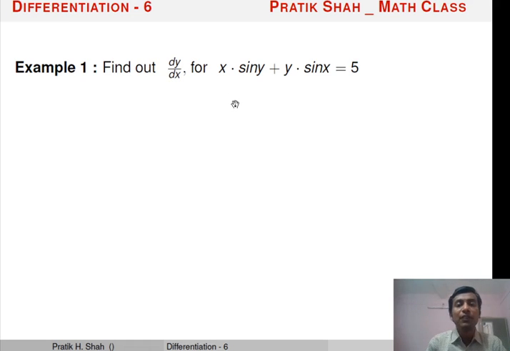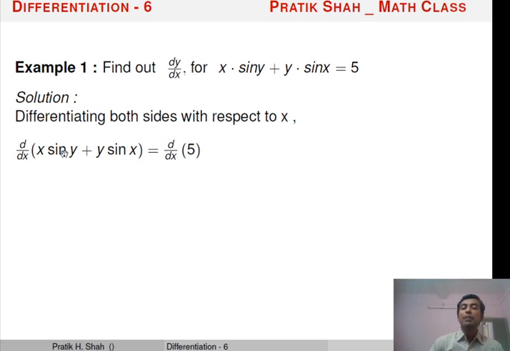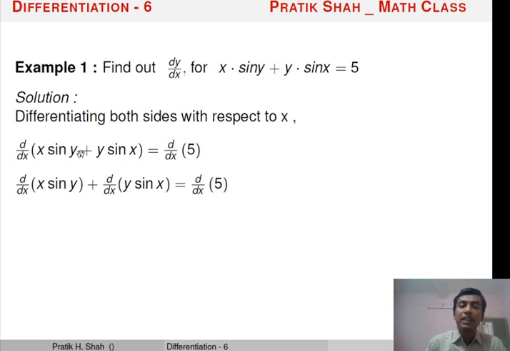So what simply we will do is differentiate both sides with respect to x, because we need differentiation with respect to x. So d by dx of this is equal to d by dx of 5. We can separate both the terms because addition sign is given. So d by dx of x sin y plus d by dx of y sin x is equal to d by dx of 5. Now here and here we need to apply the multiplication rule for derivatives.